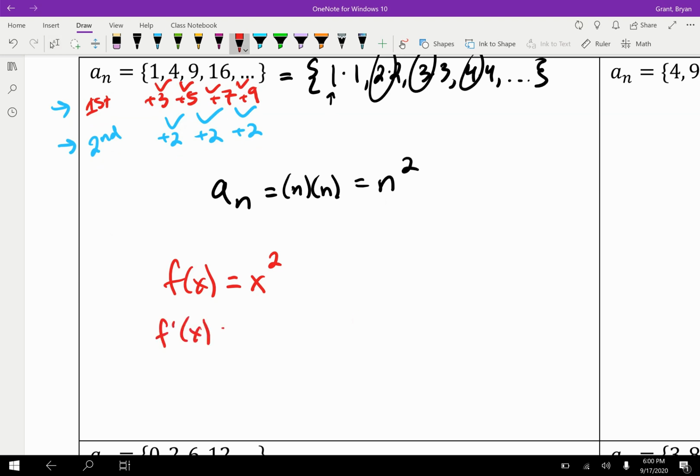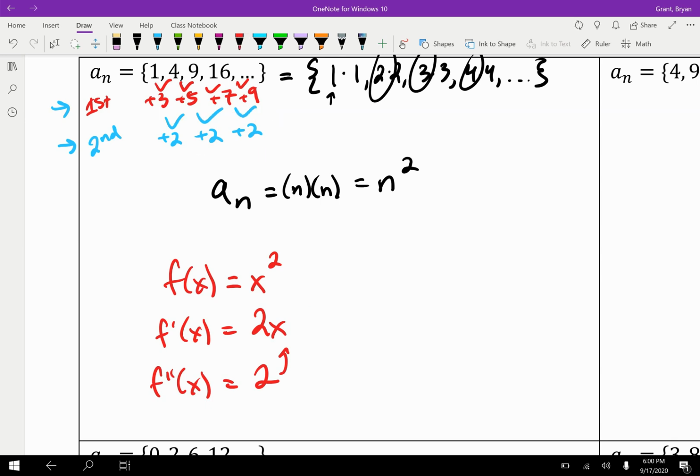The first derivative is 2x. There's a variable here, so the value of the first derivative is going to vary. It's not going to be the same. However, the second derivative is constant. And the second derivative tells us what the first derivative is changing by. So that is why our quadratics have a common second difference.